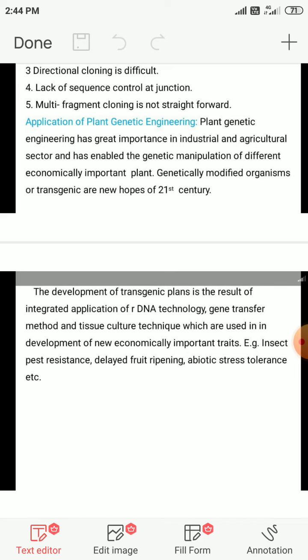The development of transgenic plants is the result of integrated applications of rDNA technology, gene transfer methods, and tissue culture techniques, which are used in the development of new economically important traits. For example, insect pest resistance, delayed fruit ripening, abiotic stress tolerance, etc. are some applications of genetic engineering.